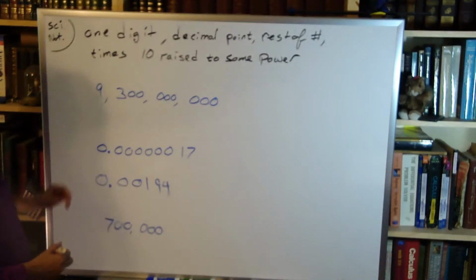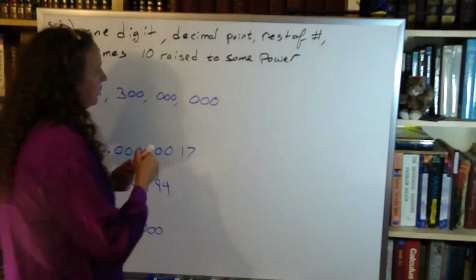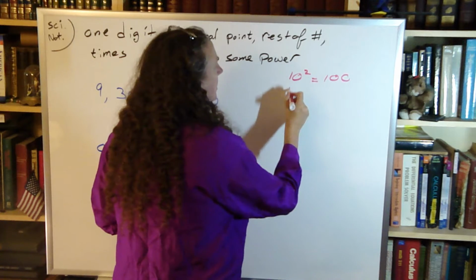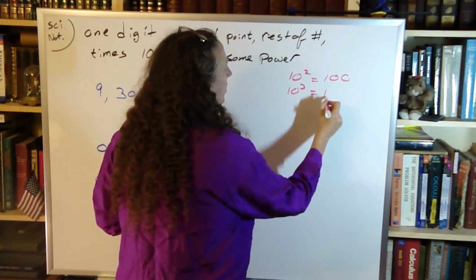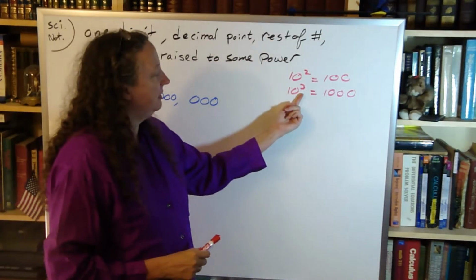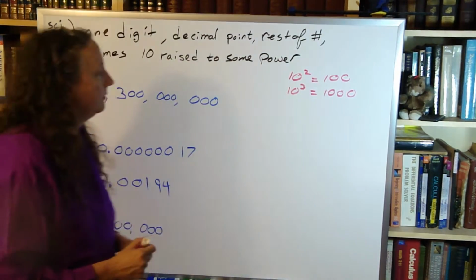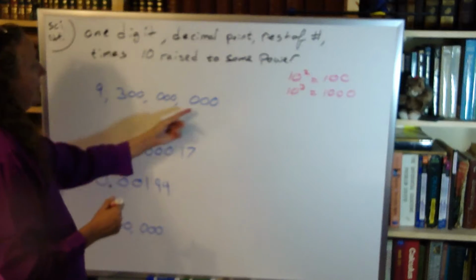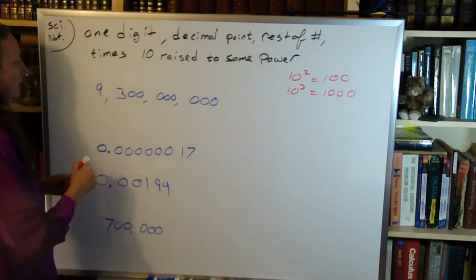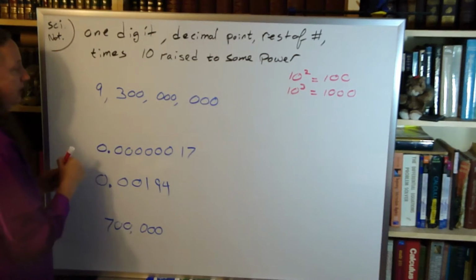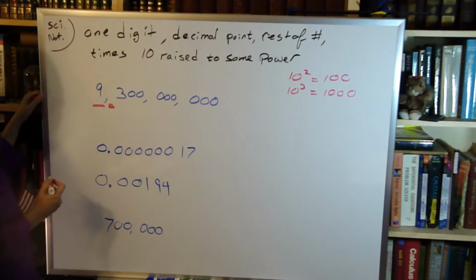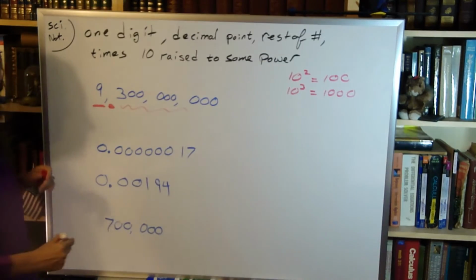So here we have a really big number, and I'm sure everybody knows by now that 10 to the 2 is 100, 10 to the 3 is 1,000, and so on. So with positive exponents, we're getting bigger numbers. I need to figure out what my exponent is going to be on this one. I want to put my decimal point between the 9 and the 3 because I want 1 digit, then my decimal point, then whatever the number may be.